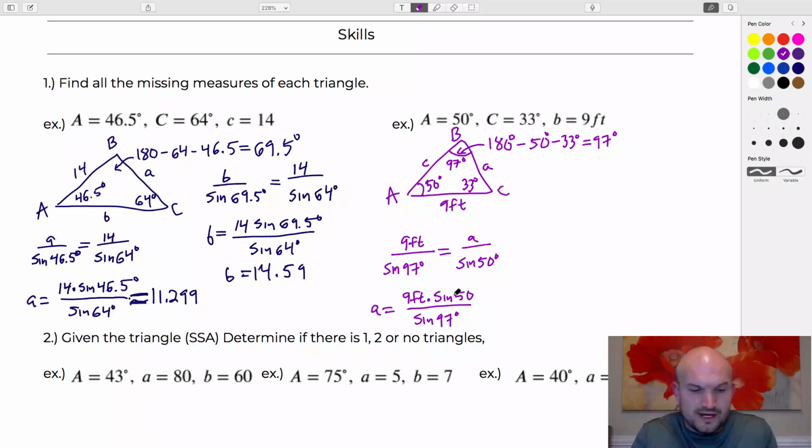So let's go ahead and figure that out. Let's type in 9 times the sine of 50 divided by the sine of 97. And that gives me 6.946 as I round to the nearest thousandth.